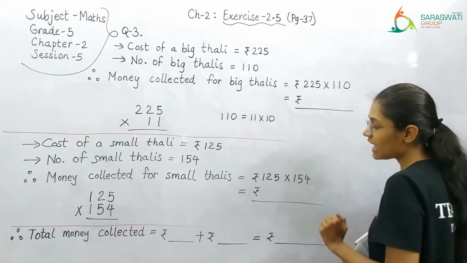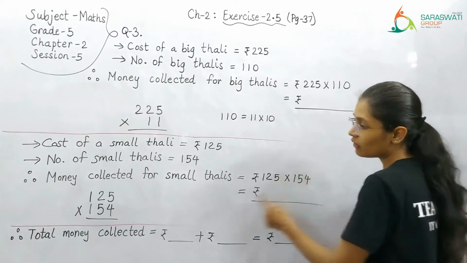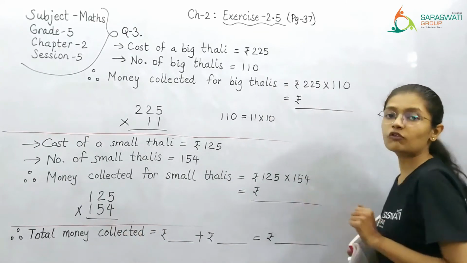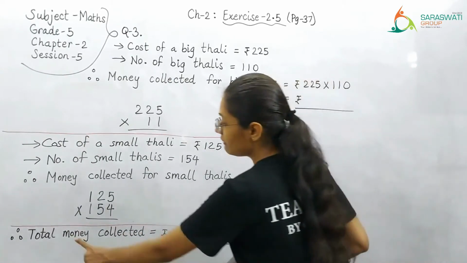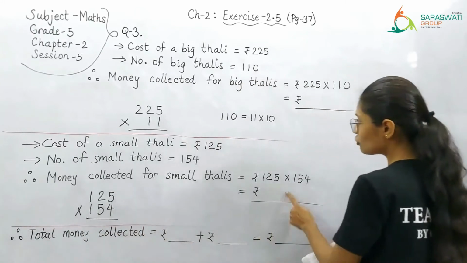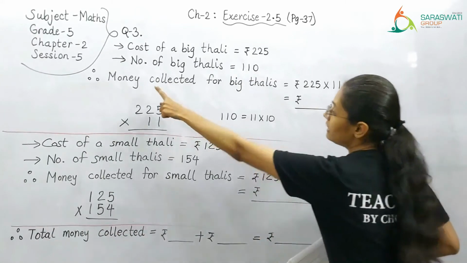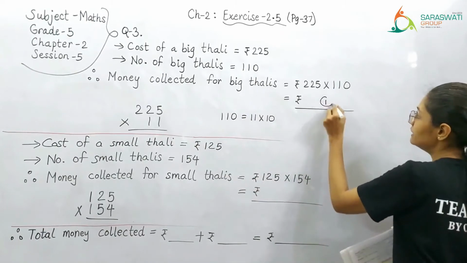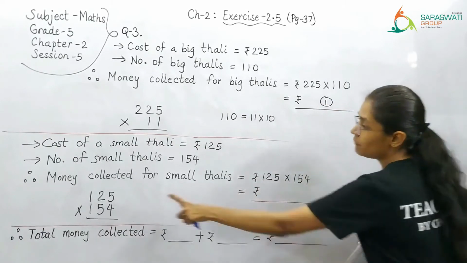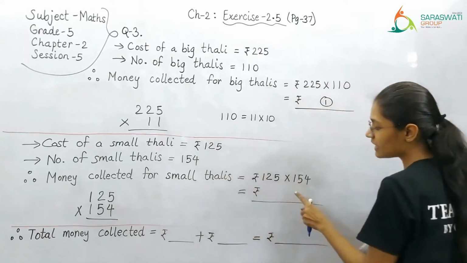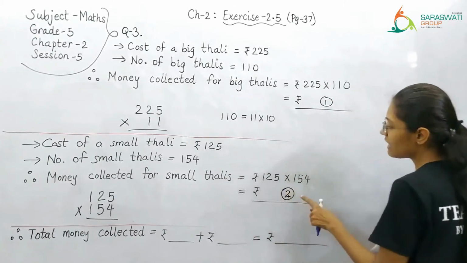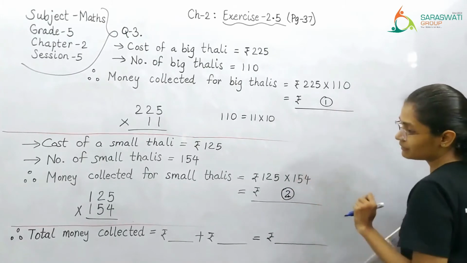So what answer will come here? The product of these two, that you will calculate, right? And that answer you will write over here. Now, finally we have to add these two costs. The amount we got as money collected for big thalis, this result, and the amount we got as money collected for small thalis, this result, we have to add these two numbers, right?